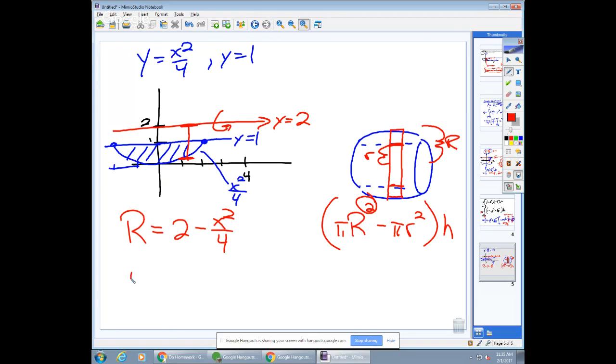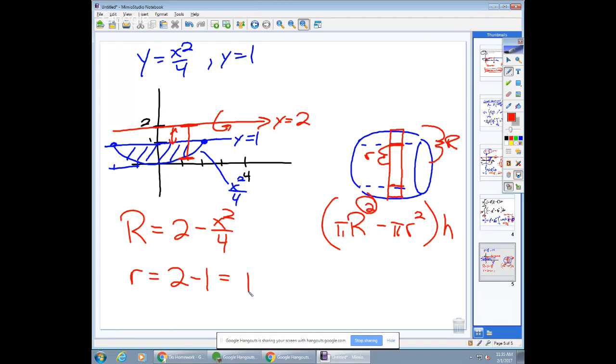What's little r going to be then? It's going to be 1? Yeah, so little r is the distance from the axis of rotation to the closest thing that's getting revolved, which is y equals 1. So it's going to be 2 minus 1, which is 1. That one's always the same. Sometimes they both vary. Sometimes they both will have variables in it. It just kind of depends.